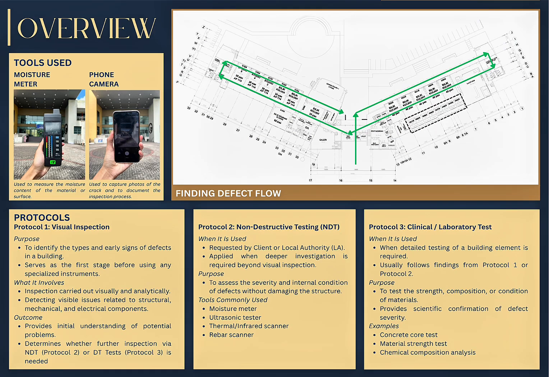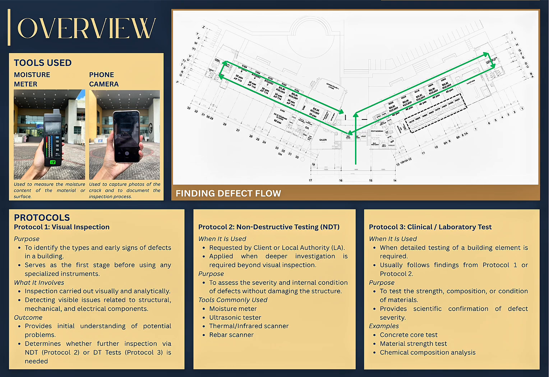During the defect inspections, we follow two main protocols. First, we conduct visual inspections to identify obvious defects. Next, we perform non-destructive testing, which allows us to investigate deeper without causing damage. The third protocol, destructive testing, was available but not needed for these inspections.